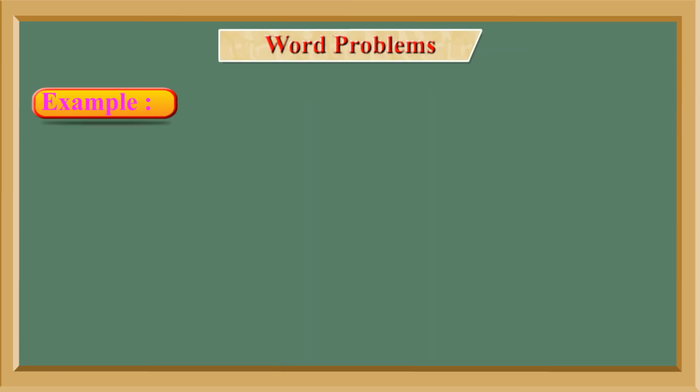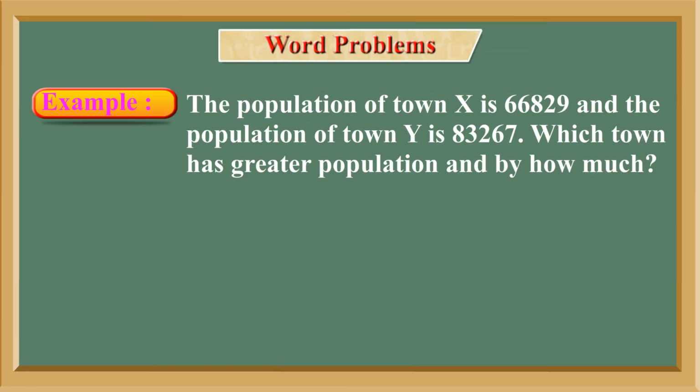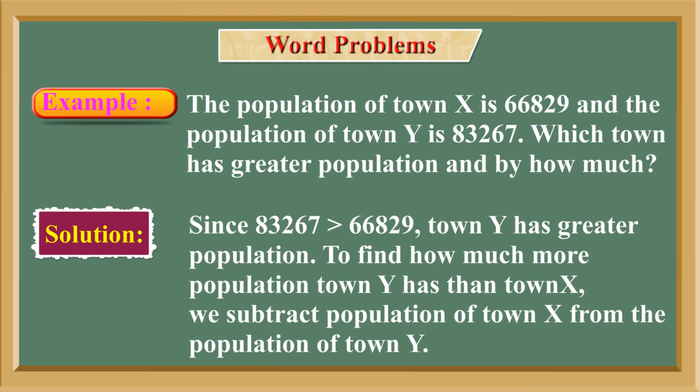Word problems. Example. The population of town X is 66,829 and the population of town Y is 83,267. Which town has greater population and by how much? Solution. Since 83,267 is greater than 66,829, town Y has greater population.